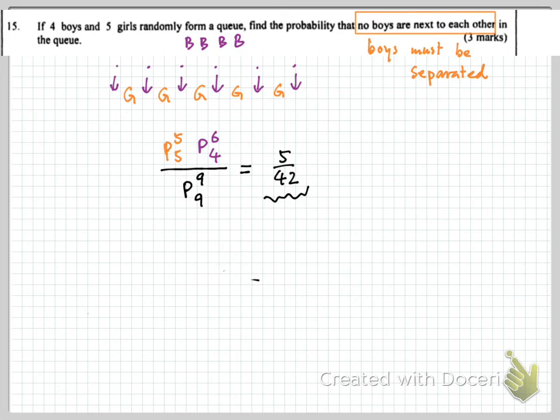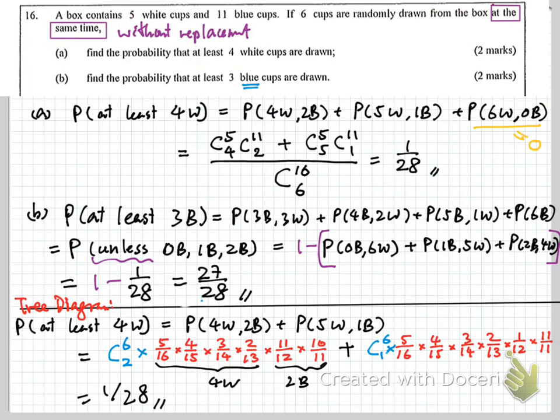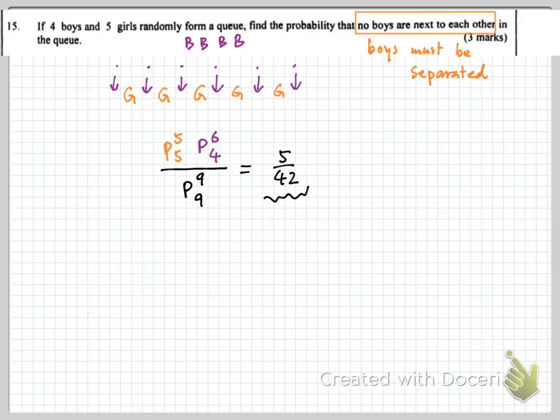So you have to master both approaches, how to do it with the nPr nCr approach, and how to do it with the tree diagram approach. There are merits in both methods. So this is it for the probability, and I showed you a lot of different DSE questions to illustrate my point. So this is it.